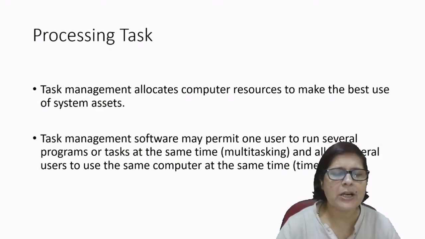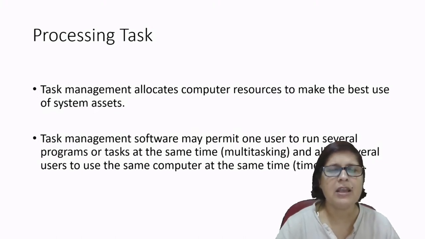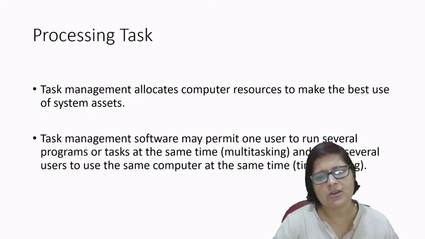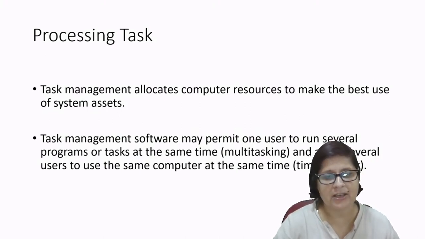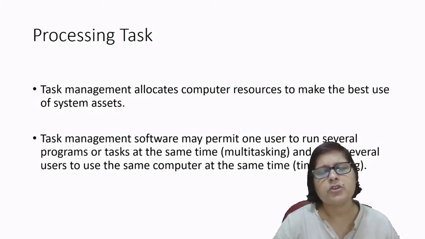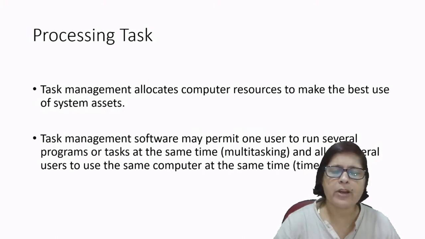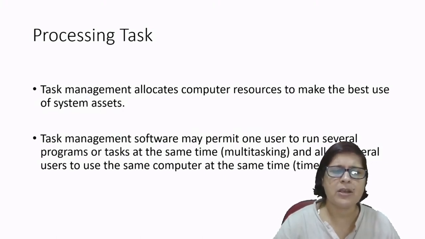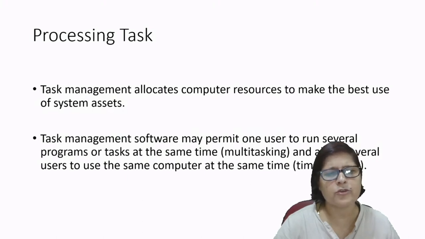Processing task means multitasking and time sharing. That is the task management allotted to the computer resources that make the best use of system assets. What is multitasking? Multitasking means a software may permit one user to run several programs or tasks at the same time. Suppose you are working on the Excel sheet, you are working on Adobe Photoshop, as well as you are taking the notes on the Word.